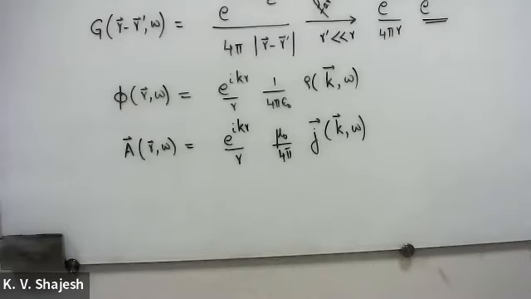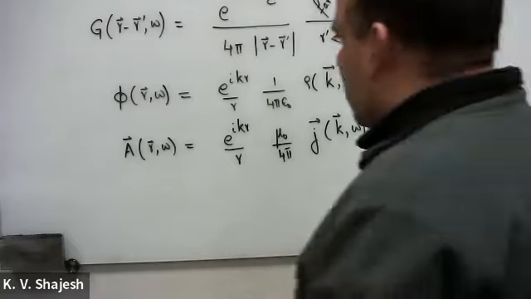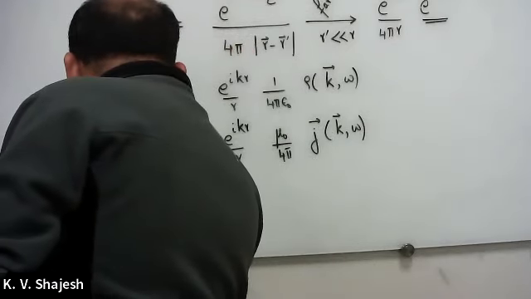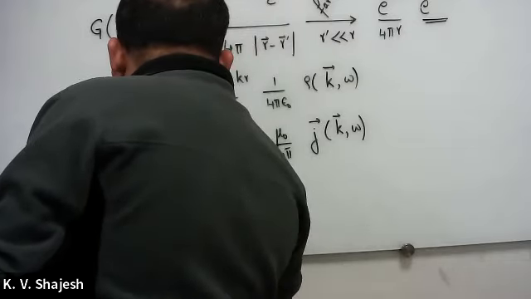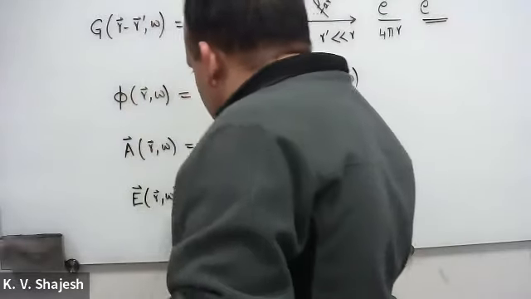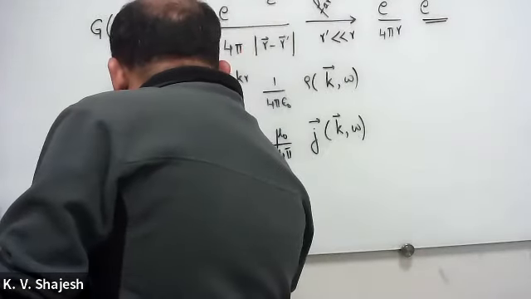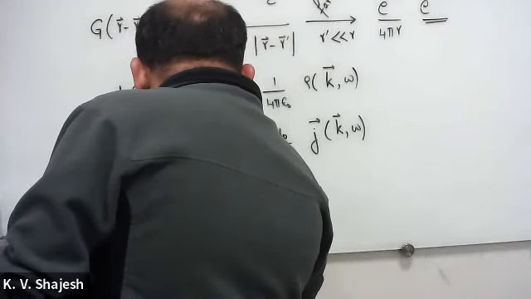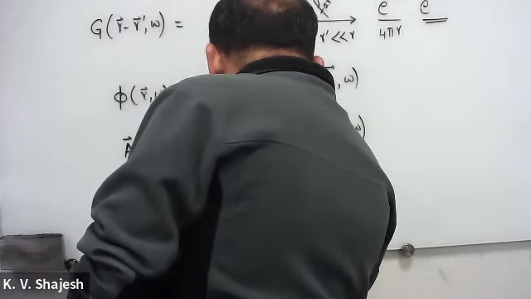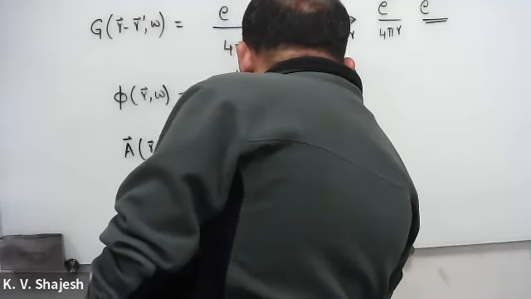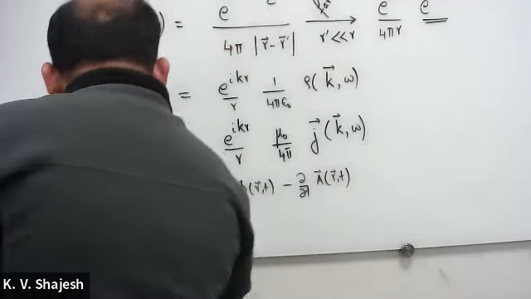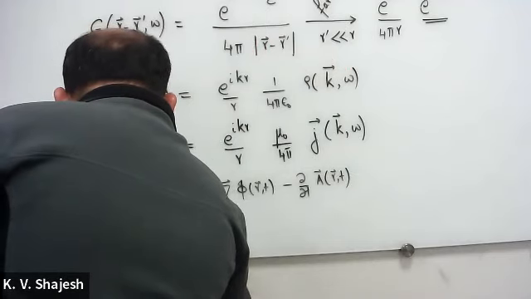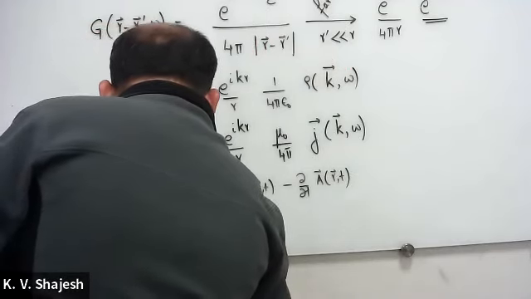Okay, so that's your electric and magnetic potential. We are interested in the electric field typically. Electric field, E of r, omega in the frequency space, would be, this is typically like this, right? So it's minus gradient of phi(r,t) minus d by dt of A(r,t). And magnetic field is curl of A.